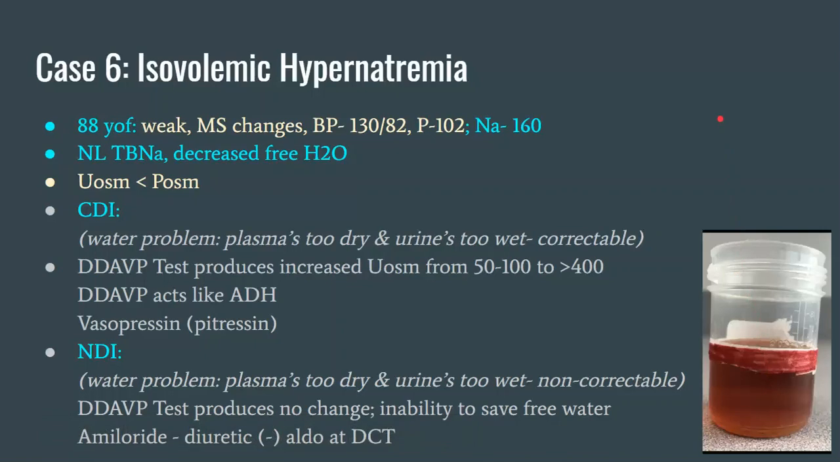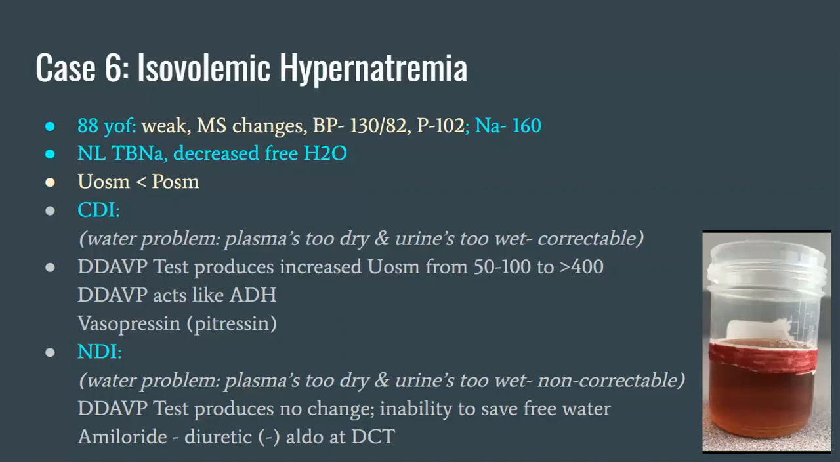So in this scenario, it's a basic water problem. It has nothing to do with a sodium problem. So it's not like aldosterone's in the mix here. It's an ADH problem. And in this scenario, the plasma's too dry and the urine's too wet. Okay? So the urine osmolarity is less than the plasma. So what's this mean? Well, ADH is not being utilized. So all the water is staying in the collecting tubule.